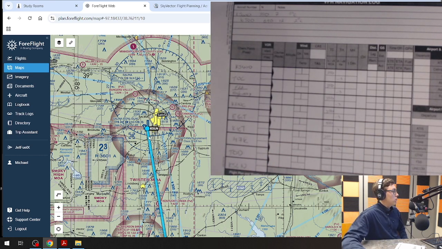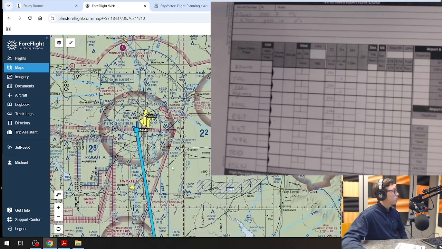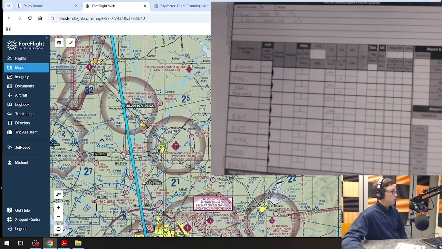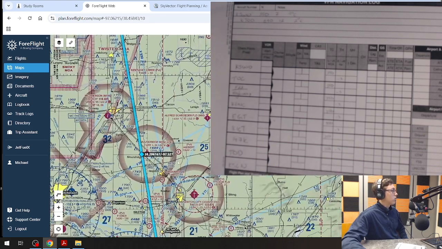Generally, when you guys are doing this, please pick points that are about 20 nautical miles away from each other. All right. And then just for today, I picked points that are a little longer from each other.